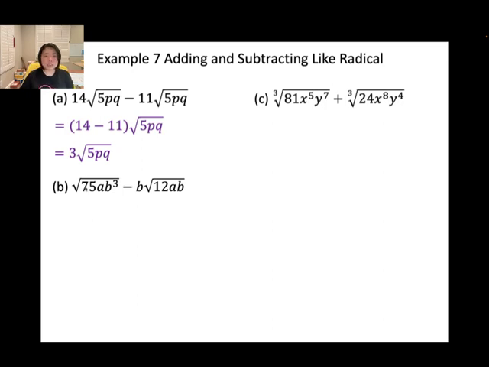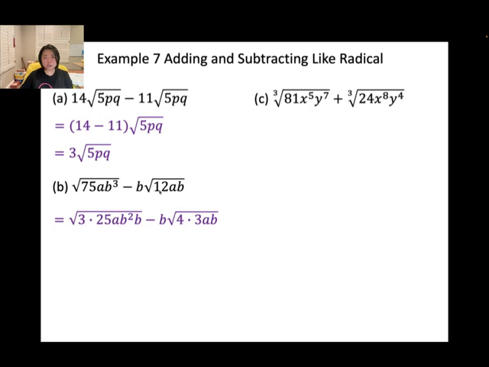Okay, B, this looks like unlike radicals, but we can make it work. For 75, you could break it down to 3 times 25. Since this is a square root and we have b cubed, we break it down like b squared times b. The square root of 25 is 5, and the b squared comes out as b. So inside you're left with square root of 3b.